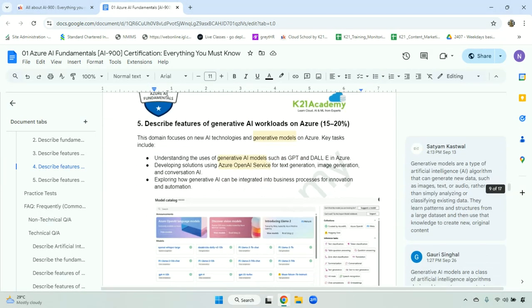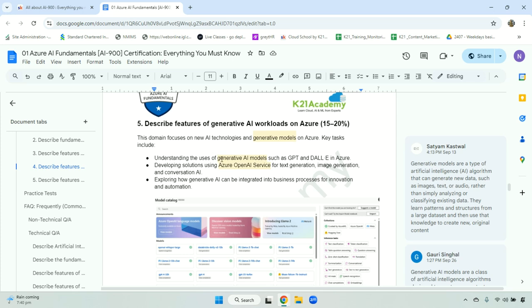So moving to the next, which is the fifth domain. The fifth domain is all about describing the features of generative AI workloads on Azure, and this has a weightage of 15 to 20%. What are the key tasks we are going to focus on in this domain? It is all related to new AI technologies and generative models on Azure.